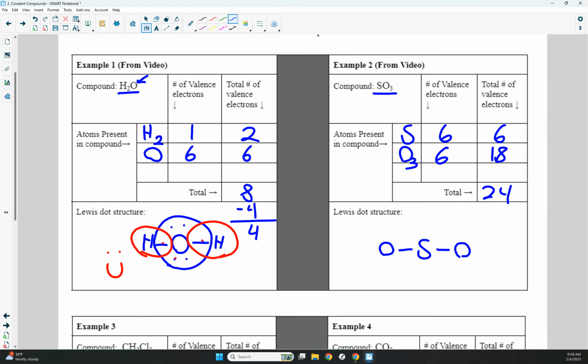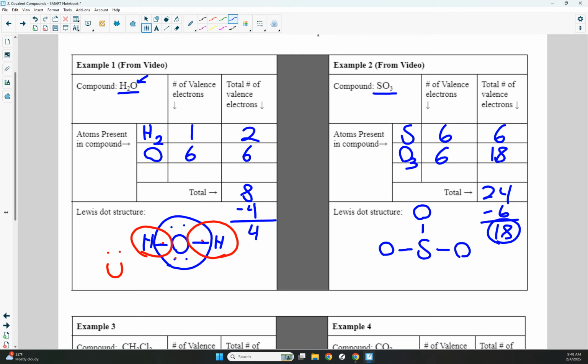And step 3, we're going to start with single bonds between sulfur and the oxygens. So each single bond represents 2 shared electrons. So we have used 2, 4, 6 of our 24 valence electrons, and that leaves us with 18. Okay, step 4 is to add these 18 valence electrons as lone pairs where they are needed.